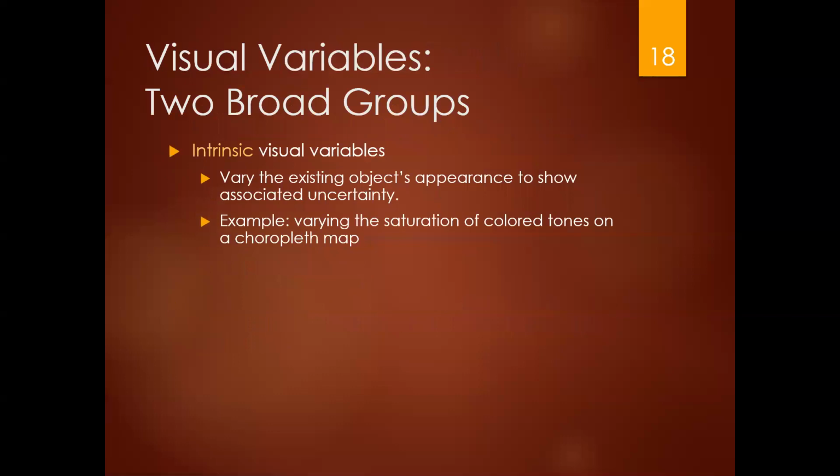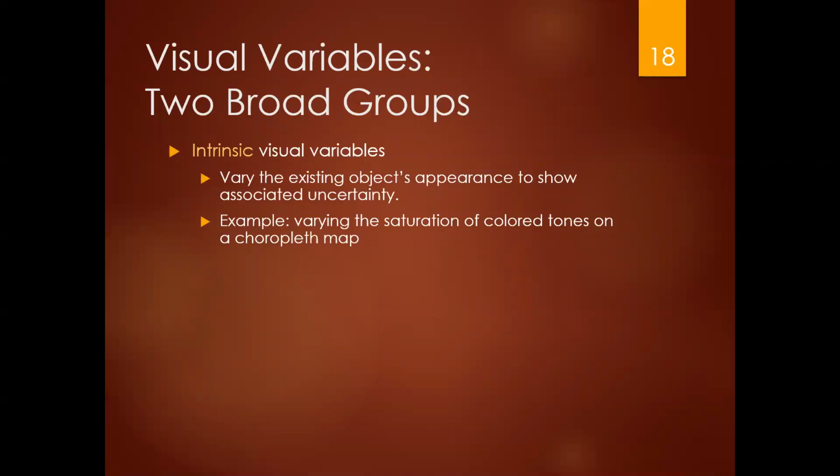Okay, and visual variables we can use to address uncertainty. We have two groups. The first group is called intrinsic visual variables. They vary the existing object's appearance to show associated uncertainty. For example, varying the saturation of colored tones on a choropleth map, right? But for the intrinsic group, there are no new symbols.